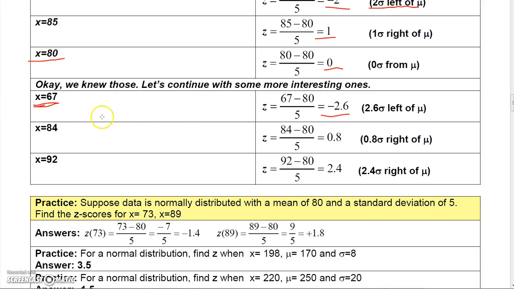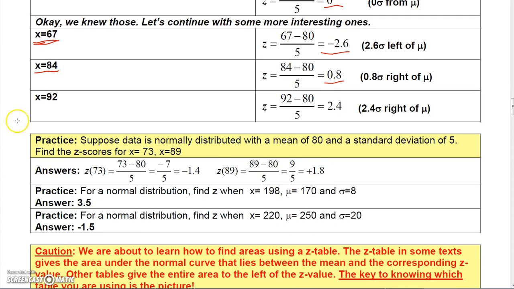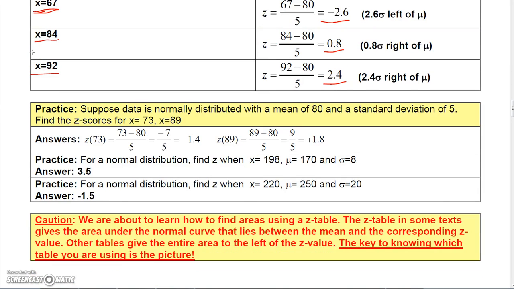So that would mean that 67 is 2.6 standard deviations to the left of the mean. Do the same with 84 and you'll get 0.8, and you'll find that 84 is 0.8 standard deviations to the right of the mean. And then again for 92, you plug that in, you get 2.4. So 92 is 2.4 standard deviations to the right of the mean.